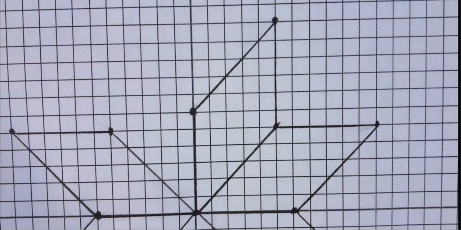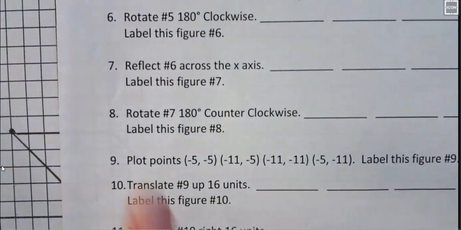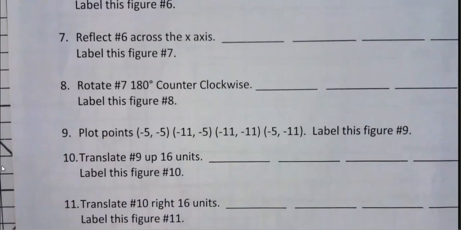Okay, so you're just going to continue and go all the way through. The last thing that's important is that when you get to number 9, you're starting a new figure. So you're done with these other points. Okay, so on number 9, you'll just plot those new points. You're not having to do any transformations.